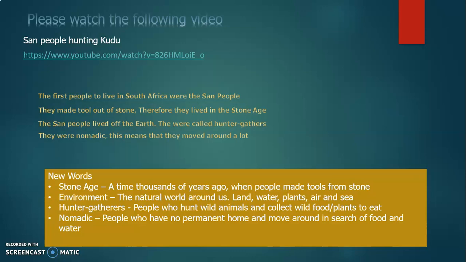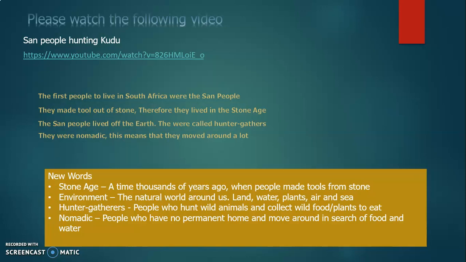The Sand people were also hunter-gatherers. They were people who hunted wild animals and collected wild food and plants to eat. They didn't collect and gather. They didn't store it unless it was water. They only used what they needed at that time. Okay, they were also quite simple people. They shared with one another. There wasn't a head honcho or a big chief or a big dude. Everybody shared with each other.